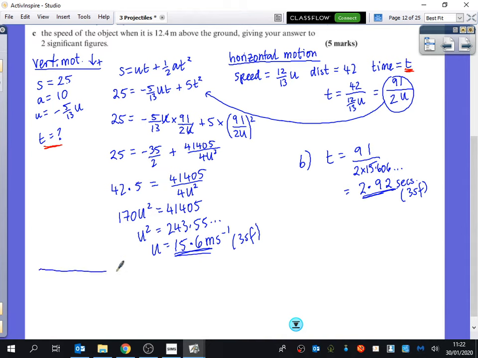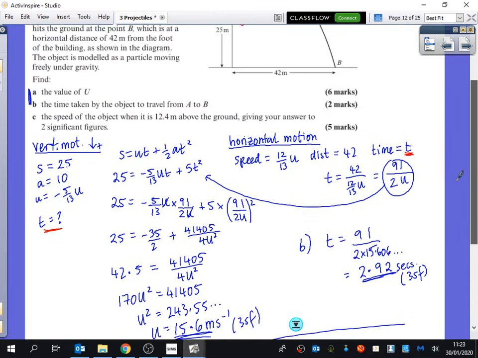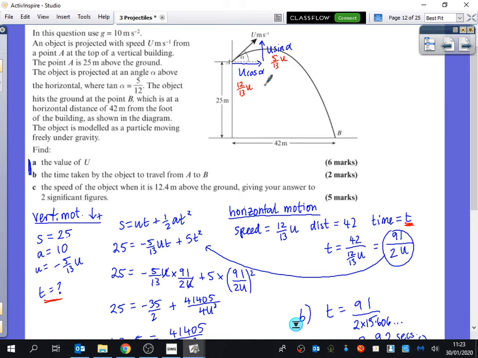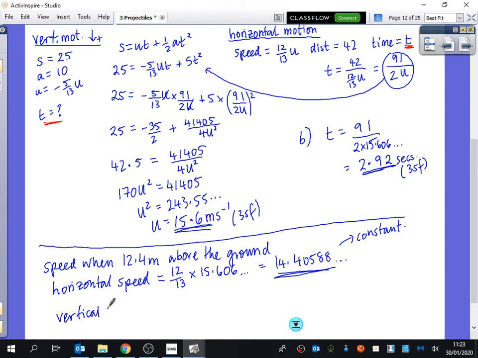So let's have a think about that. We want to find the speed when 12.4 meters above the ground. Well, it's horizontal speed. We know from earlier on, the horizontal speed is 12 over 13u. And u was 15.606, blah, blah, blah. So I'm going to do that by 12 over 13. And we get 14.40588, okay? And we know that this speed here is constant. It's not going to change. So that's one of the aspects of that triangle that we're going to have. What we need to work out, though, is the vertical speed.